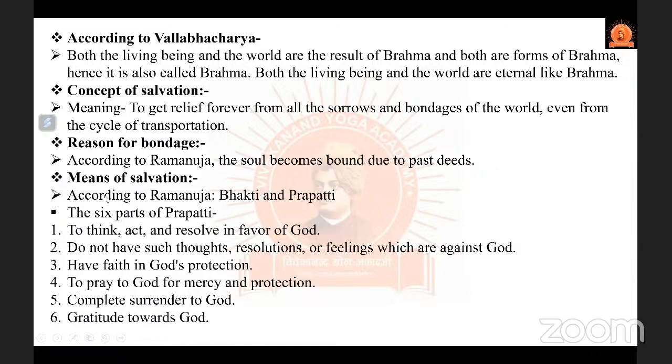What are the means of salvation according to him? Bhakti and Prapatti. Through Bhakti and Prapatti, one can attain salvation according to Ramanujacharya. Prapatti has six things: to think, act, and resolve in favor of God, and not have any thoughts or resolutions against God; having faith in God's protection; praying to God for mercy and protection; completely surrendering to God; and gratitude towards God. If one has these six things along with bhakti, one can attain salvation according to this Vedanta philosophy.